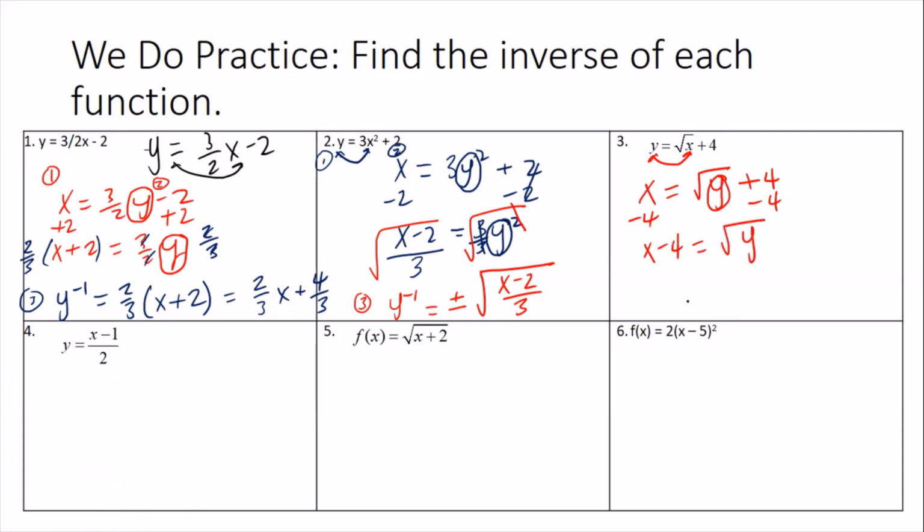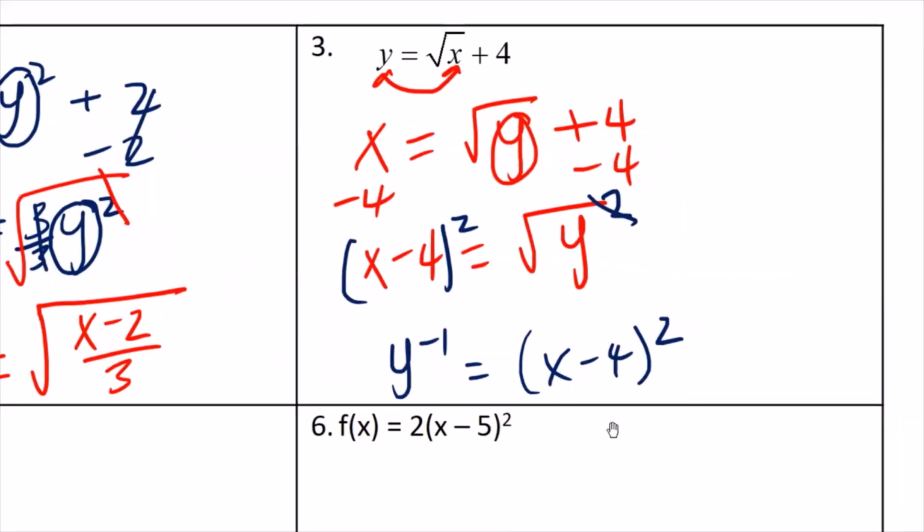What is the inverse of square root? Square. Okay, when you square, be careful. You have to include parentheses because the square applies to all of the terms. So y is now by itself. It's happy. So our inverse equals (x minus 4) squared. All right, questions? Okay, so I would like for you to try the last 3 and then we'll check them, okay?